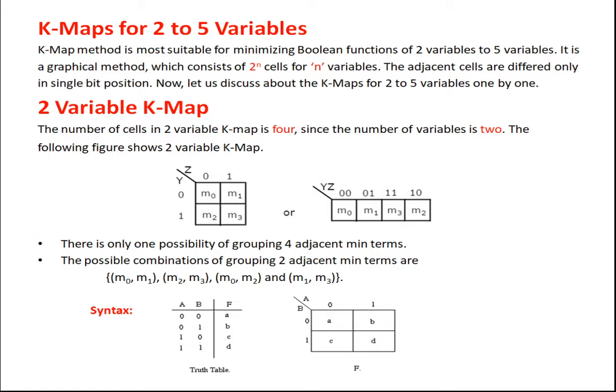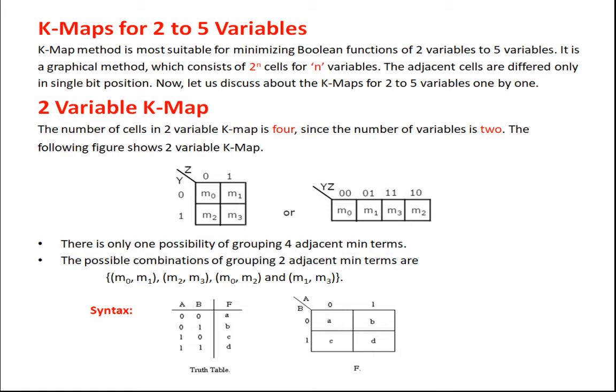So as it is discussed previously, it's a graphical method which consists of 2 raised to n cells for n variables. So n is the number of variables. So the number of variables decides how many cells the K-map is going to have. So the adjacent cells differ only in a single bit position. So now let us discuss the K-map for 2 to 5 variables one by one. So first we'll discuss the two variable K-map.